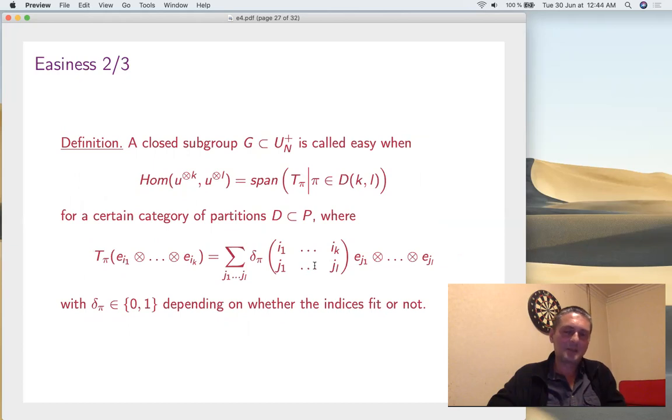So what does it mean? The quantum group is easy when the Tannakian category is the simplest possible thing. It's spanned by partitions. This might look a bit complicated at first sight, but there's nothing simpler than this. If you really want things to work, it won't work otherwise. That's the simplest possible thing.